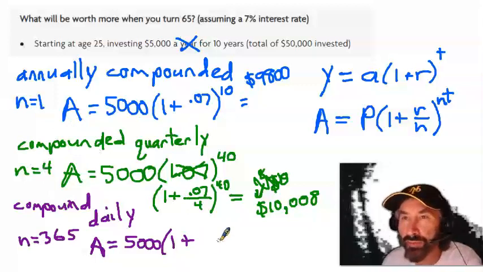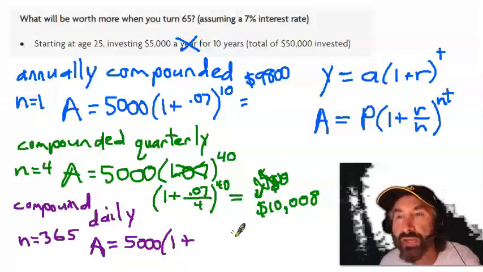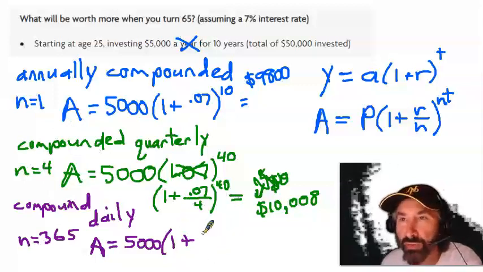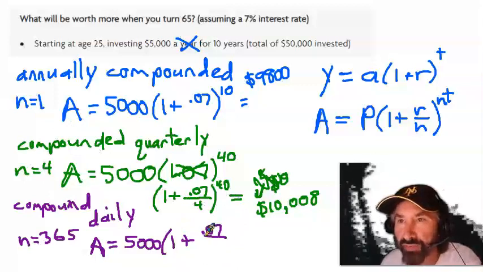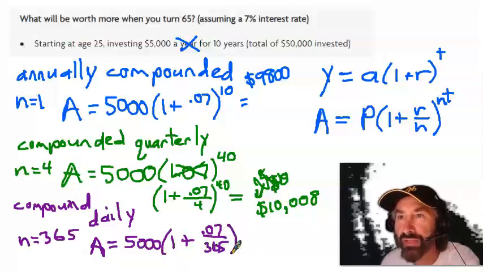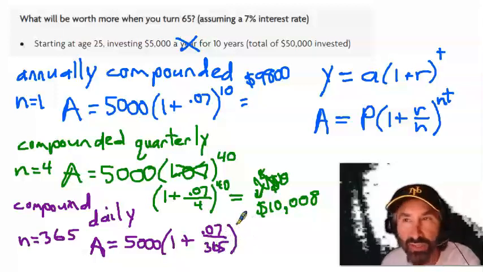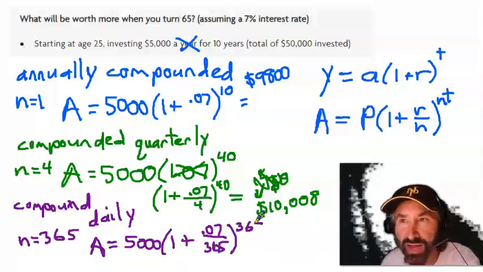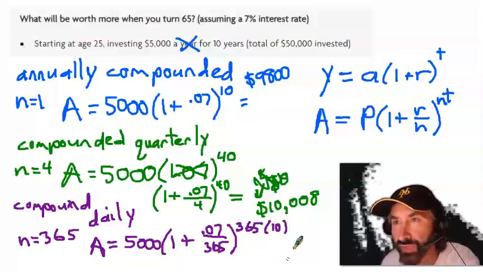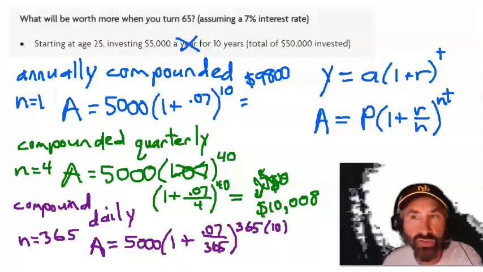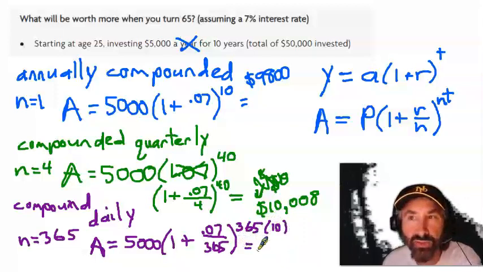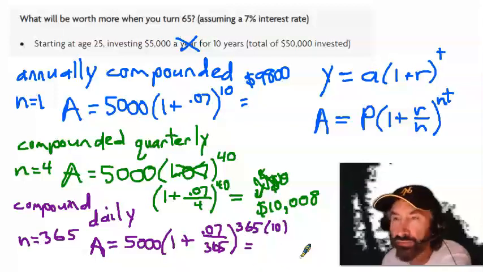Okay, here I go. I'm about to give my opinion on this. I'm going to take the 0.07 and I'm going to divide it by 365. That's my n. And then I'm going to raise that to the power of n times t. So 365 times the 10 years. So times 10. And then I'm going to go ahead and punch this all in the calculator and see what I get. I'd like you to pause the video and try it yourself and see what you get.